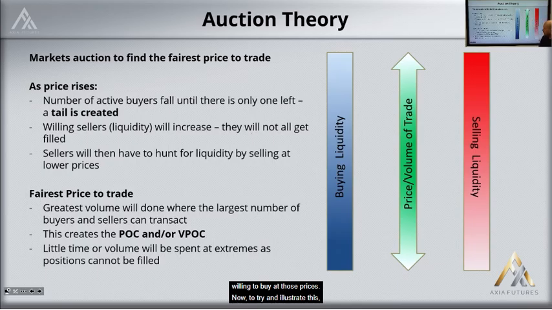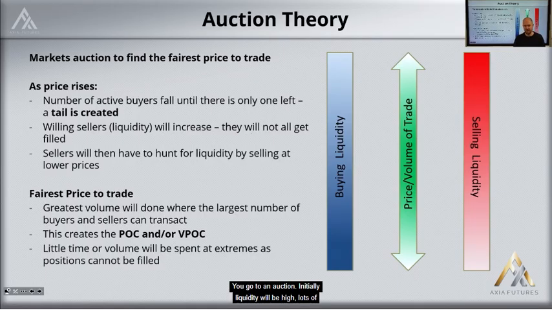Now, to try and illustrate this, what I've tried to do here is create movement of price and volume of trade, so volume at price, given by the gradient of this arrow. And then what I've got on the left is buying liquidity, selling liquidity. Buyers ultimately are going to want to buy at low prices. So there's going to be more people who want to buy down here than there are towards the higher prices. As such, as a market moves higher, so prices rise, the number of active buyers is going to fall. How many people are going to continue to be willing to pay these higher prices as the market keeps on going up? Think about this as an auction.